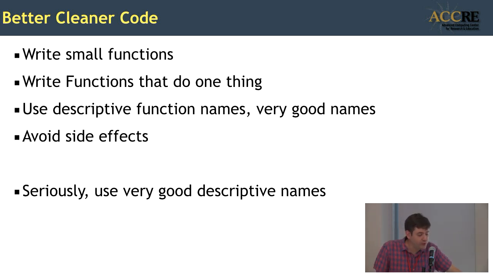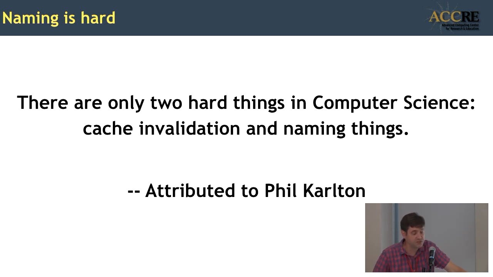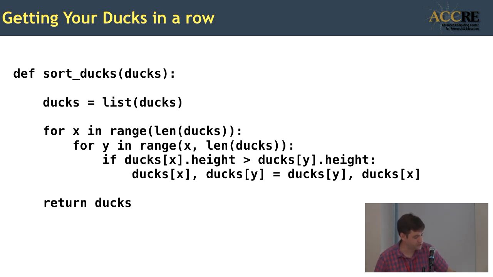And you want to use really descriptive function names. They have to be very good names. Seriously, use really good names, because this is going to describe what the function does. And remember, we're not commenting here. So this is a hard task. There's a quote attributed to Phil Karlton: there are only two hard things in computer science, cache invalidation and naming things. So let me go back to our example.